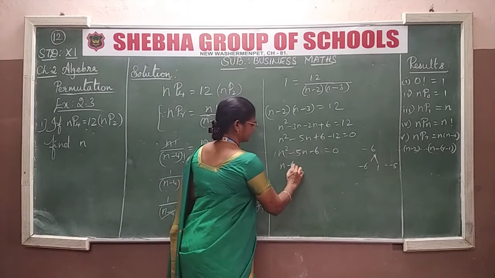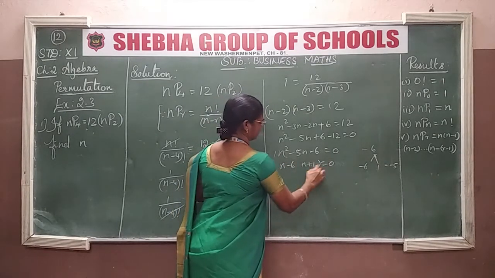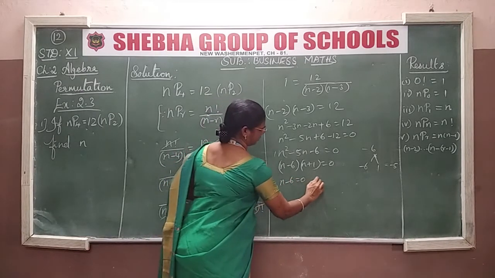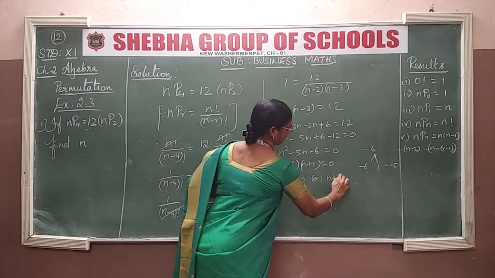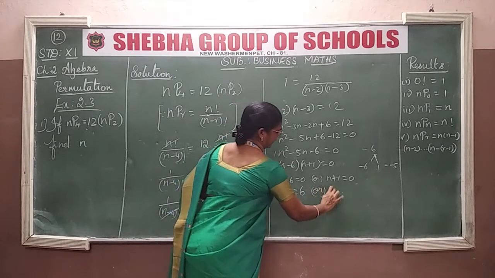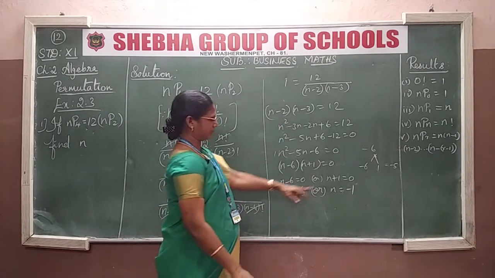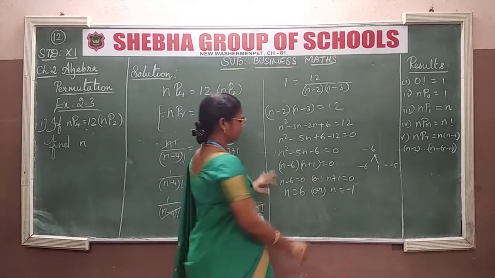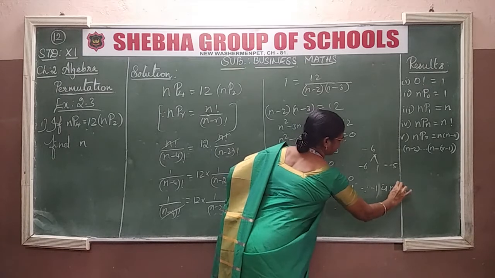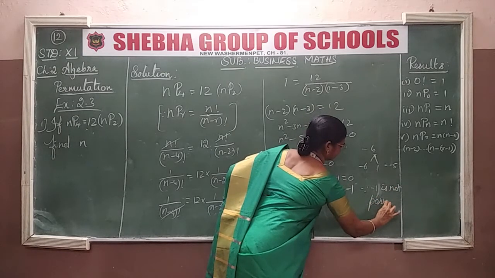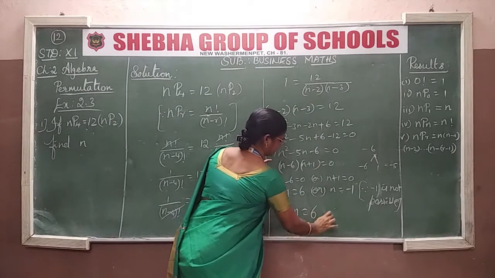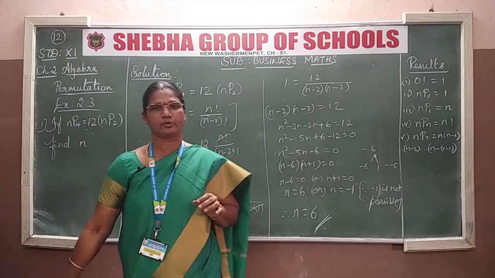So our factors are minus 6 and 1. So n minus 6, n plus 1 equal to 0. So equating n minus 6 equal to 0 or n plus 1 equal to 0, we get n is equal to 6 or n is equal to minus 1. But a negative value is not possible, since n equal to minus 1 is not possible. So we take n is equal to 6 only. This is our answer. Okay.